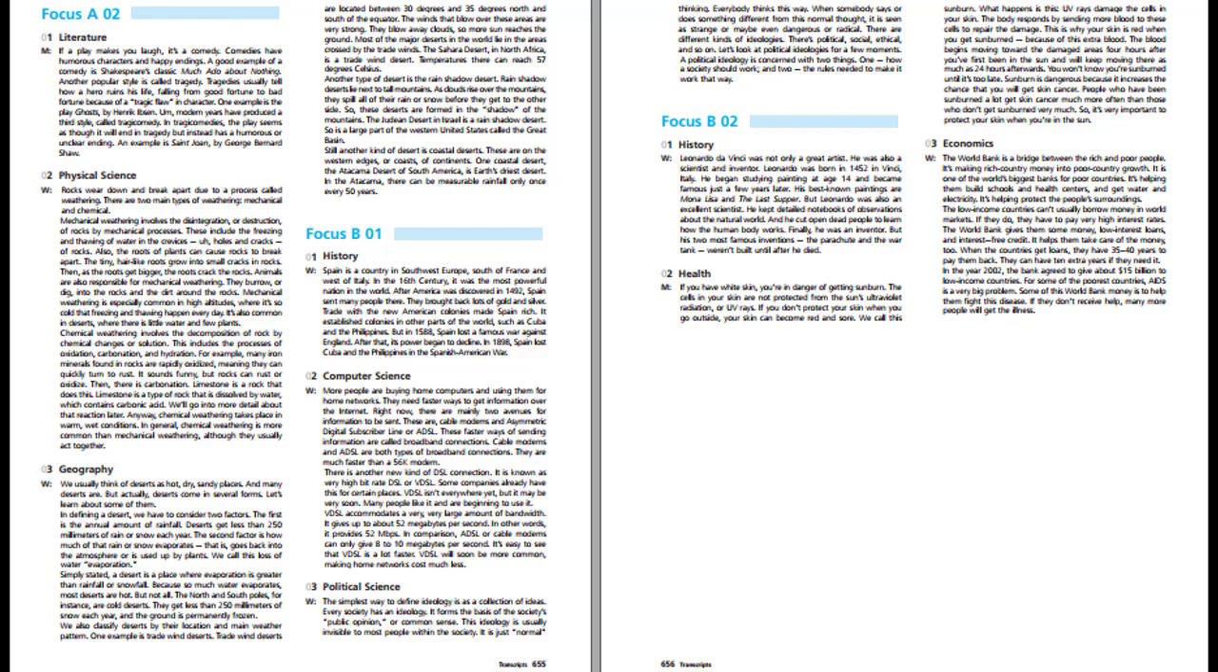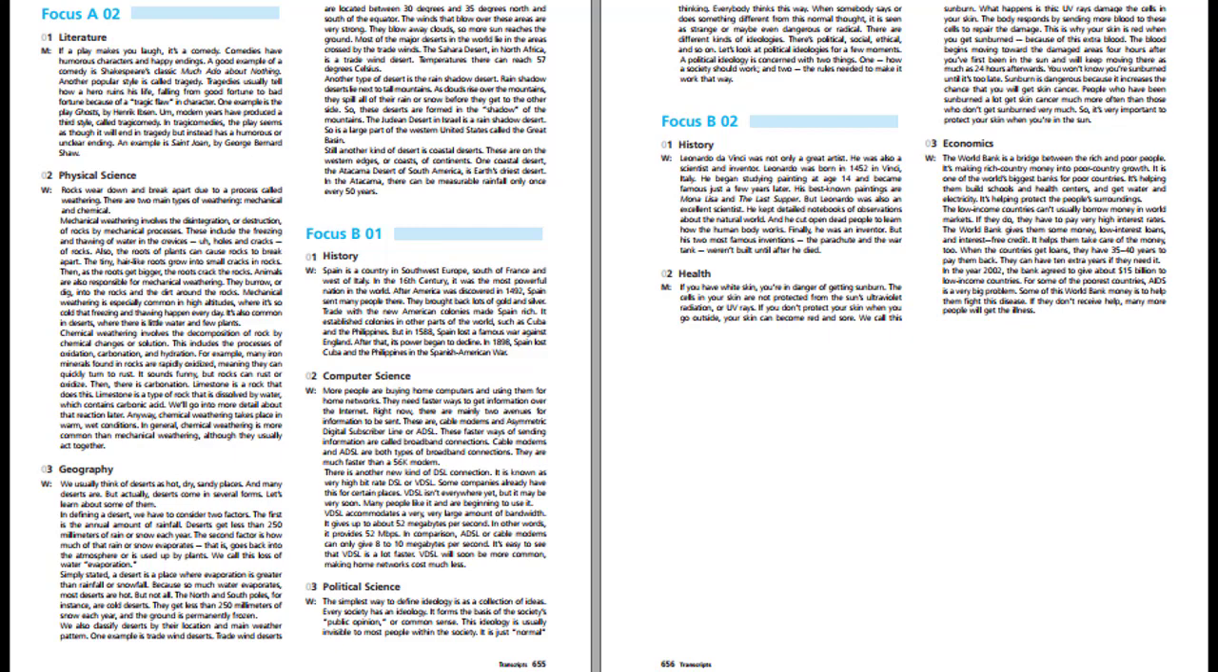Cable modems and ADSL are both types of broadband connections. They are much faster than a 56K modem. There is another new kind of DSL connection. It is known as Very High Bit Rate DSL, or VDSL.